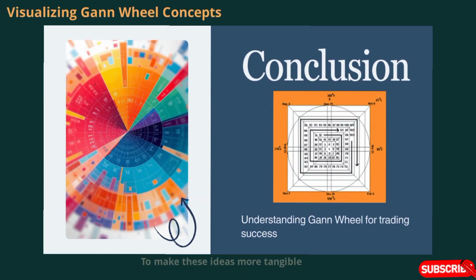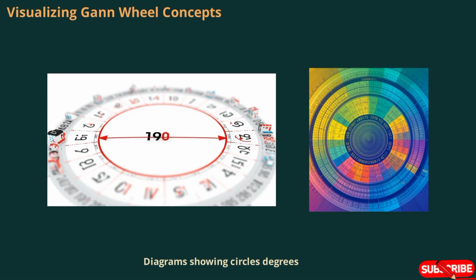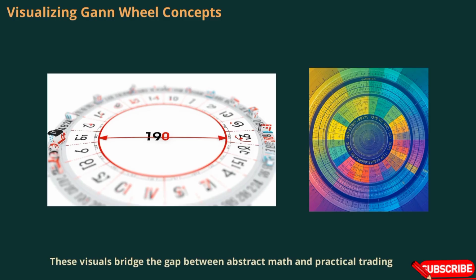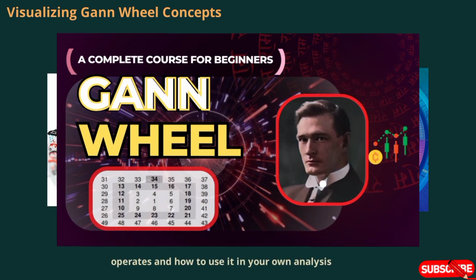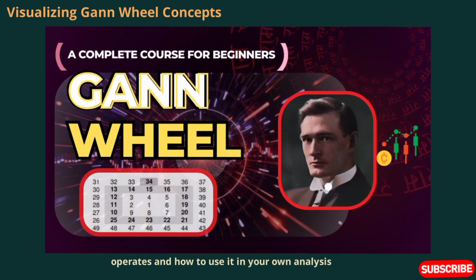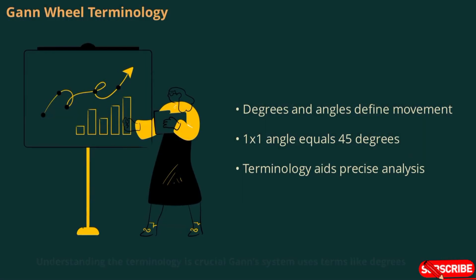To make these ideas more tangible, visual representations of the Gann wheel are invaluable. Diagrams showing circles, degrees, and number placements help traders see the relationships at a glance. These visuals bridge the gap between abstract math and practical trading, making it easier to apply Gann's principles. By studying these images, you'll develop an intuitive sense for how the Gann wheel operates and how to use it in your own analysis. Understanding the terminology is crucial.